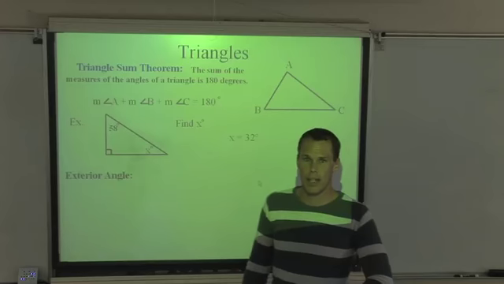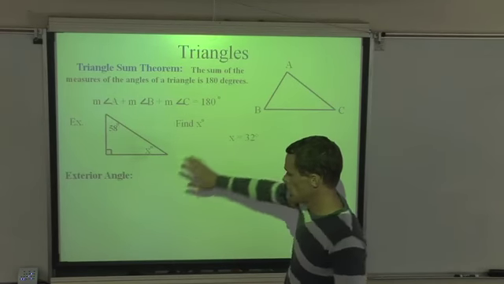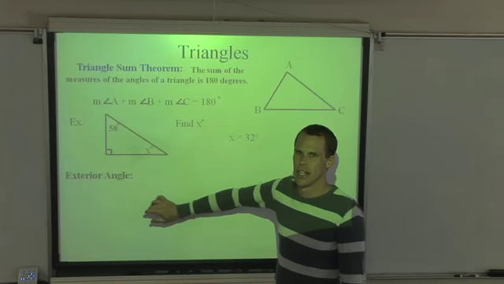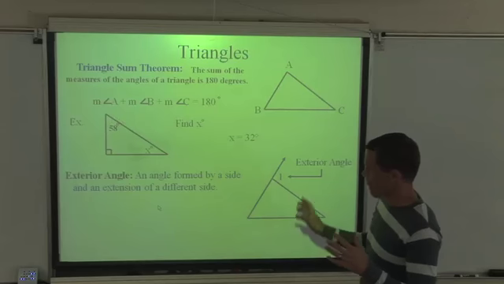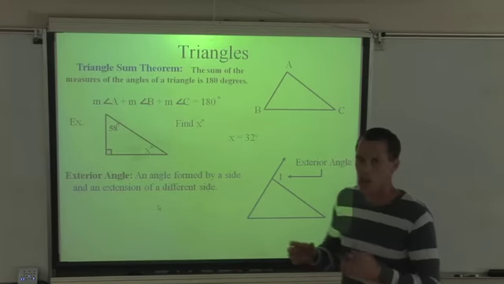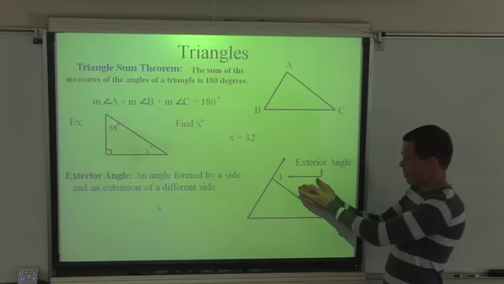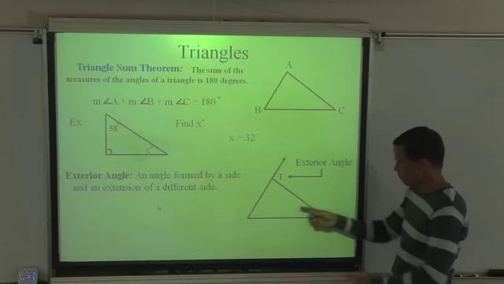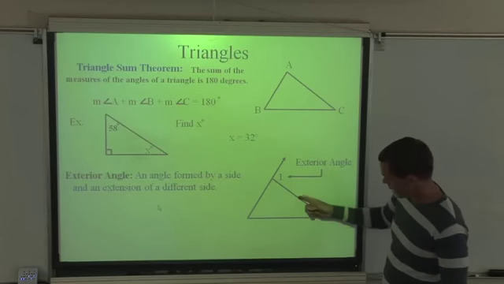As we move from the triangle sum theorem, which talks about the interior angles of a triangle, we're going to take a look at an exterior angle of a triangle. So any angle that is formed by a side and an extension of a different side is called an exterior angle. Here's my example of an exterior angle, angle 1. This is an extension of the side, and this is a side.